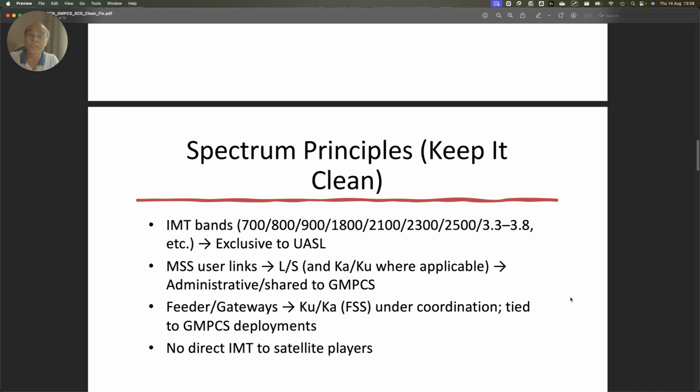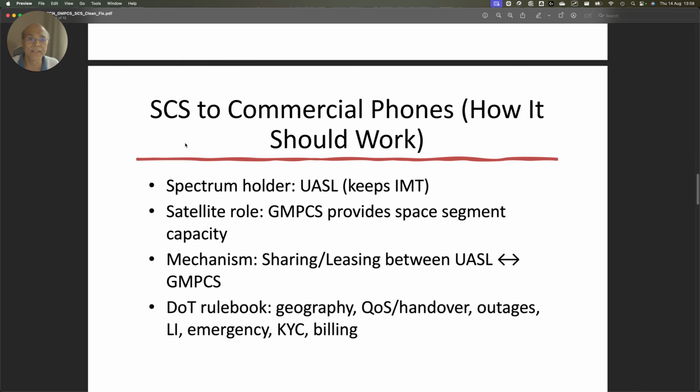If you want to do supplementary coverage from space, go to the mobile operator and have a lease agreement with the mobile operator. The government should come out with sharing rules, leasing rules, where a satellite player can lease spectrum from mobile operators. FCC is doing the same thing, exactly the same thing which the FCC, the US regulator, is doing. So I do not know why this confusion has been created.